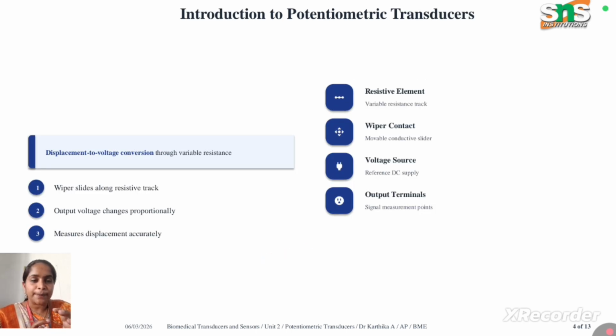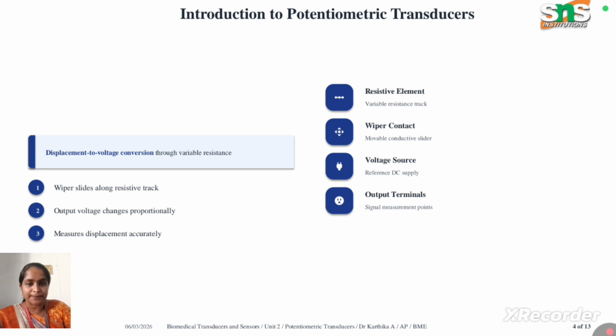First, what is a potentiometric transducer? Here, displacement to voltage conversion through variable resistance takes place. The main components are a resistive element, wiper contact, a voltage source and output terminals. The wiper slides along a resistive track and the output voltage changes proportionally. It measures displacement accurately. The concept is displacement to voltage conversion through variable resistance.